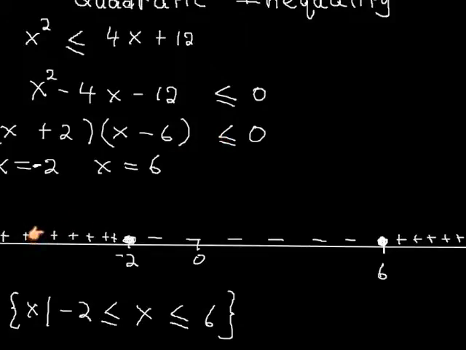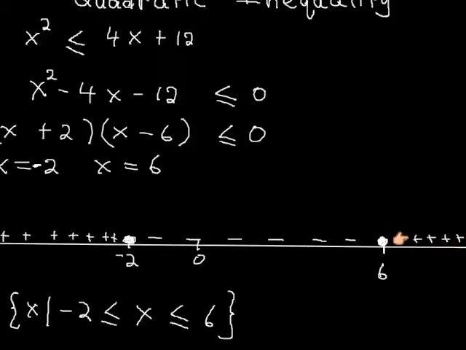So if I pick negative 3, I'll get a negative here and a negative here. Negative times negative is a positive, so this region will all be positive. If I pick a number between negative 2 and 6, let's say 0, I'll get a positive response and a negative response. Positive times negative gives me negative, so this region will all be negative.